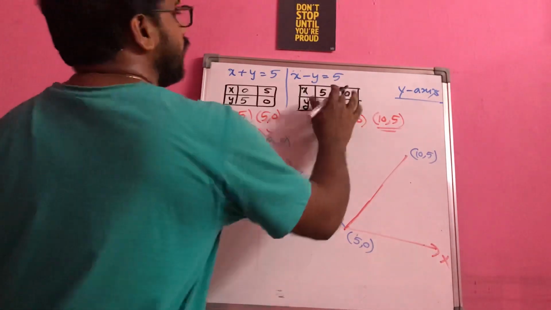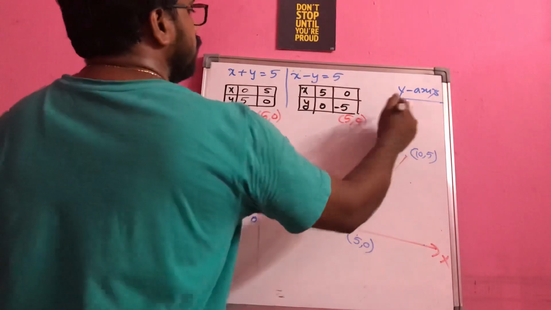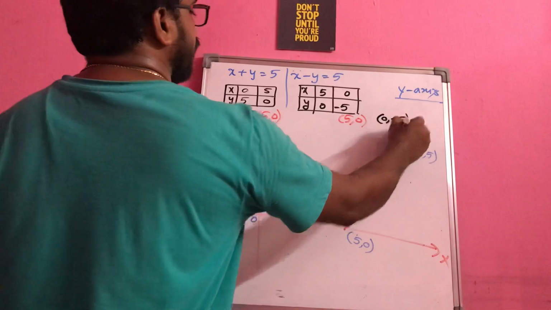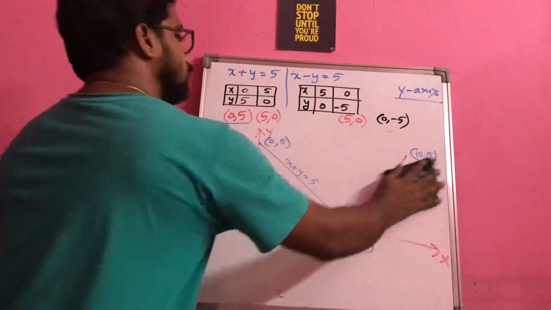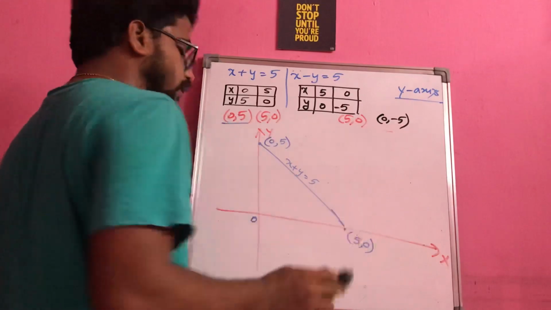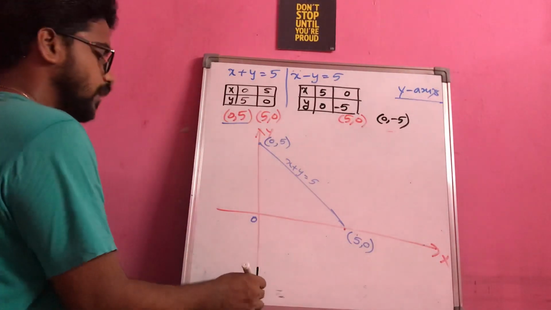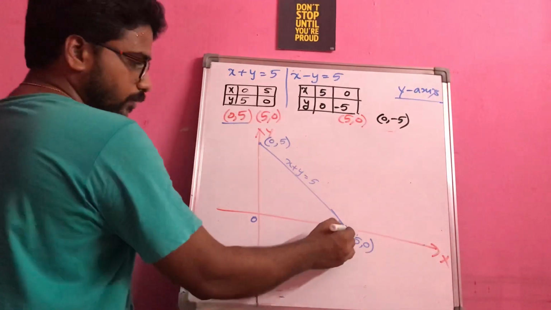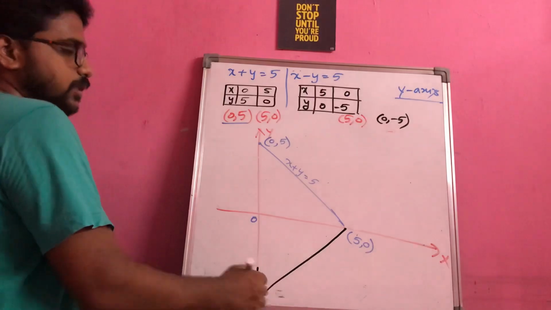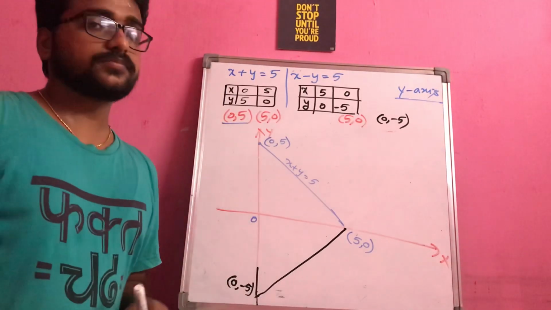For example, if I take x as 0, I will get a value of y as minus 5. That means instead of this point, let me take (0, minus 5). Then what will happen? Instead of giving this point, I will try to extend on the other side. So somewhere here, let us say I am having a point (0, minus 5). Now what will happen if I try to join this? Now you are able to see the triangular region.